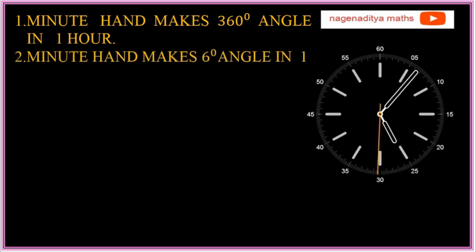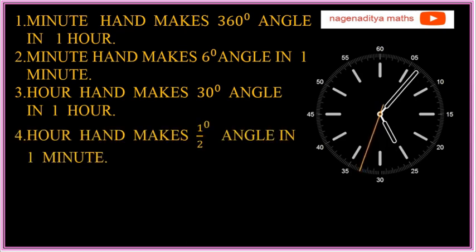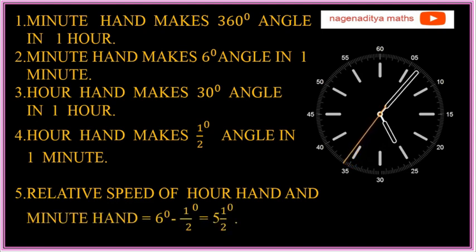The minute hand makes 360 degrees in 1 hour. The minute hand makes 6 degrees in 1 minute. The hour hand makes 30 degrees in 1 hour. The hour hand makes half a degree in 1 minute. The relative speed of the minute hand and hour hand is 6 degrees minus half a degree, that is 5 1/2 degrees, 5.5 degrees.